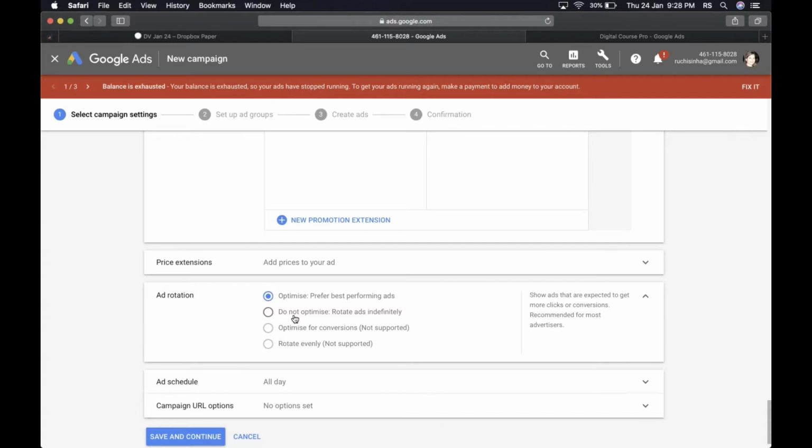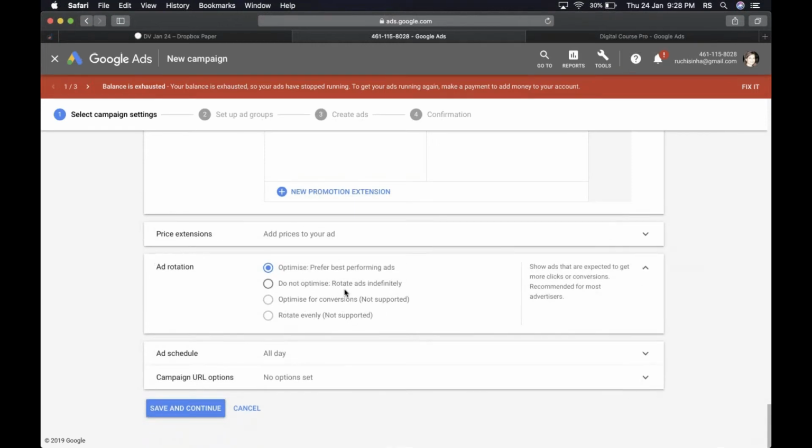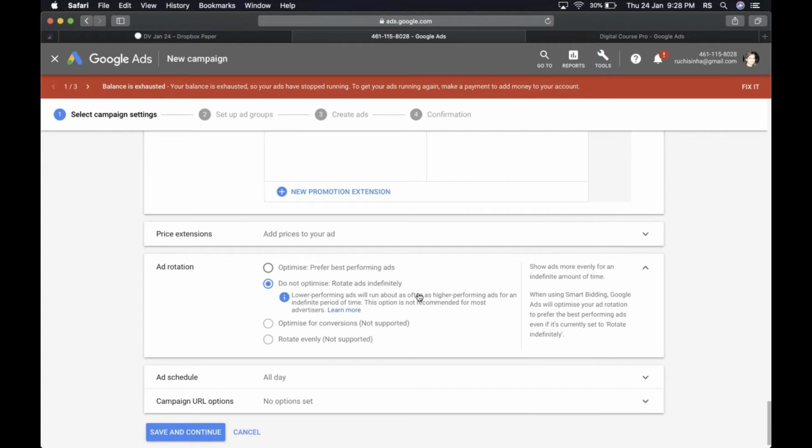If you don't want Google to optimize, then the do not optimize option is there for you, right? In that case, all ads will be shown evenly, right? Whether it is working well or it's not working well.